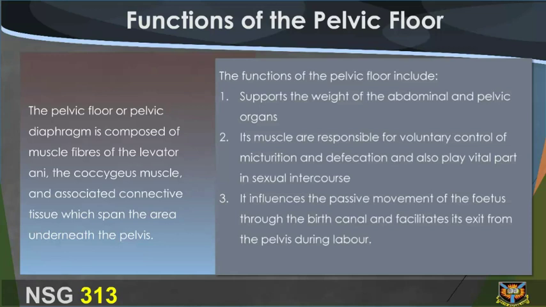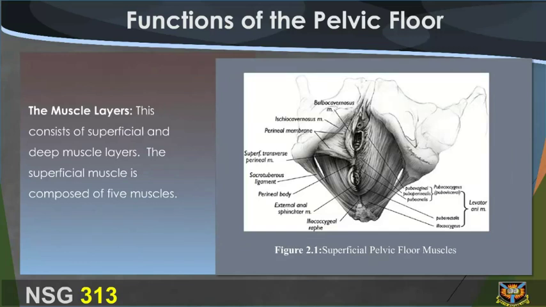Supports the weight of the abdominal and pelvic organs. 2. Its muscles are responsible for voluntary control of micturition and defecation, and also play vital parts in sexual intercourse. 3. It influences the passive movement of the fetus through the birth canal and facilitates its exit from the pelvis during labor.